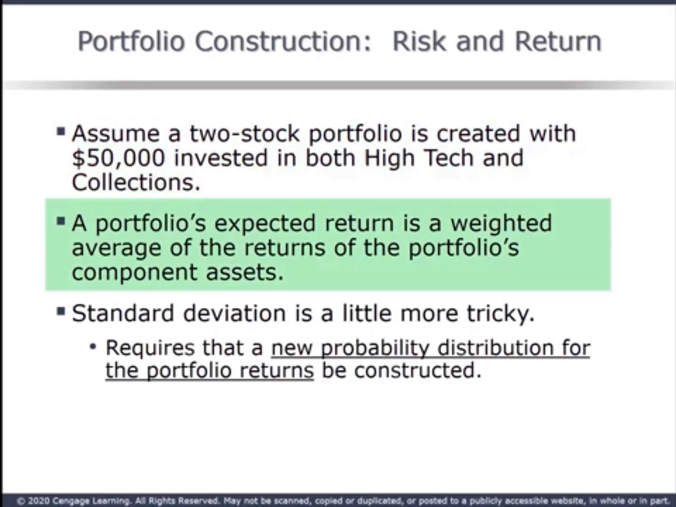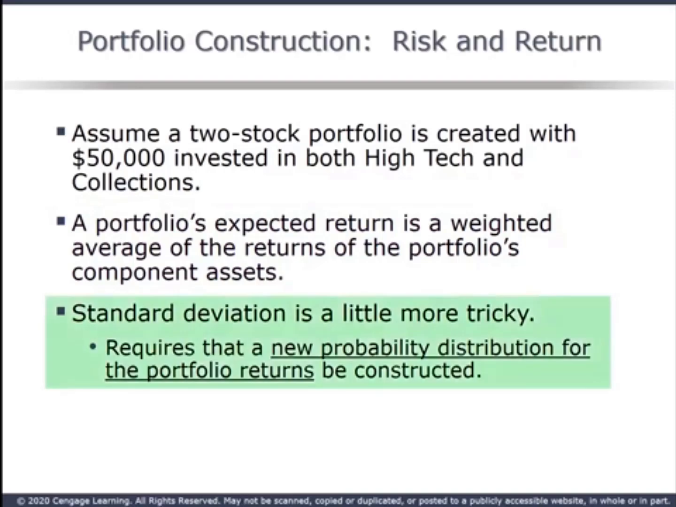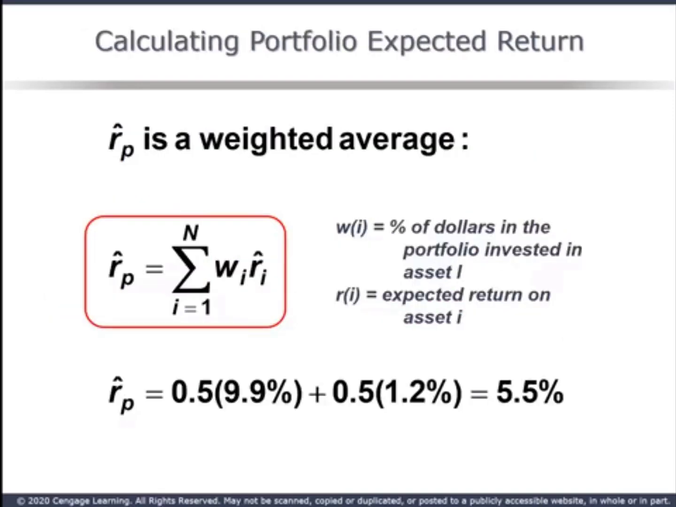Finding the expected return of this portfolio is a straightforward weighted average. Portfolio standard deviation is not a weighted average. It's a bit trickier. The expected return on a portfolio is simply the weighted average of the expected returns of the assets in the portfolio. The weights are the percentage of dollars invested in each asset.